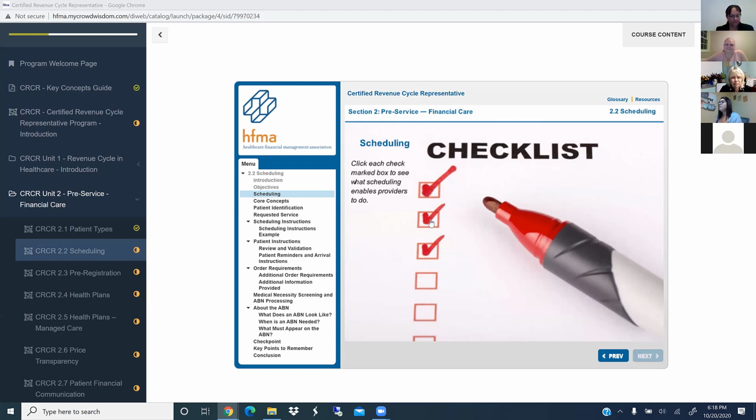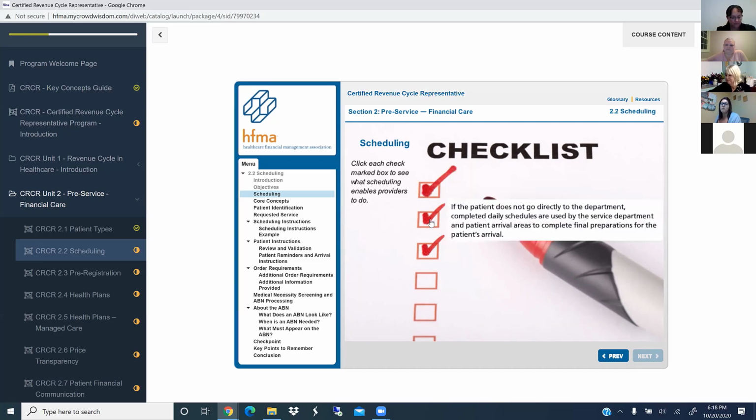If the patient does not go directly to the department, completed daily schedules are used by the service department and the patient arrival areas to complete final preparation. So you may have scheduled something, but you're reporting to a different area from where you scheduled it, but being that it's scheduled, they'll have all of your information.